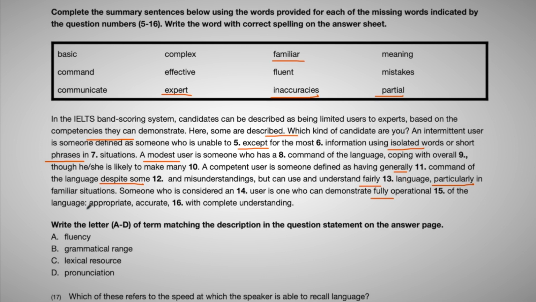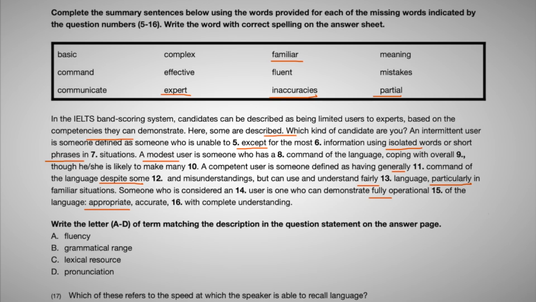Appropriate, appropriate, accurate, fluent with complete understanding. So this would be one of the reasons why you don't get the score that you hope for.